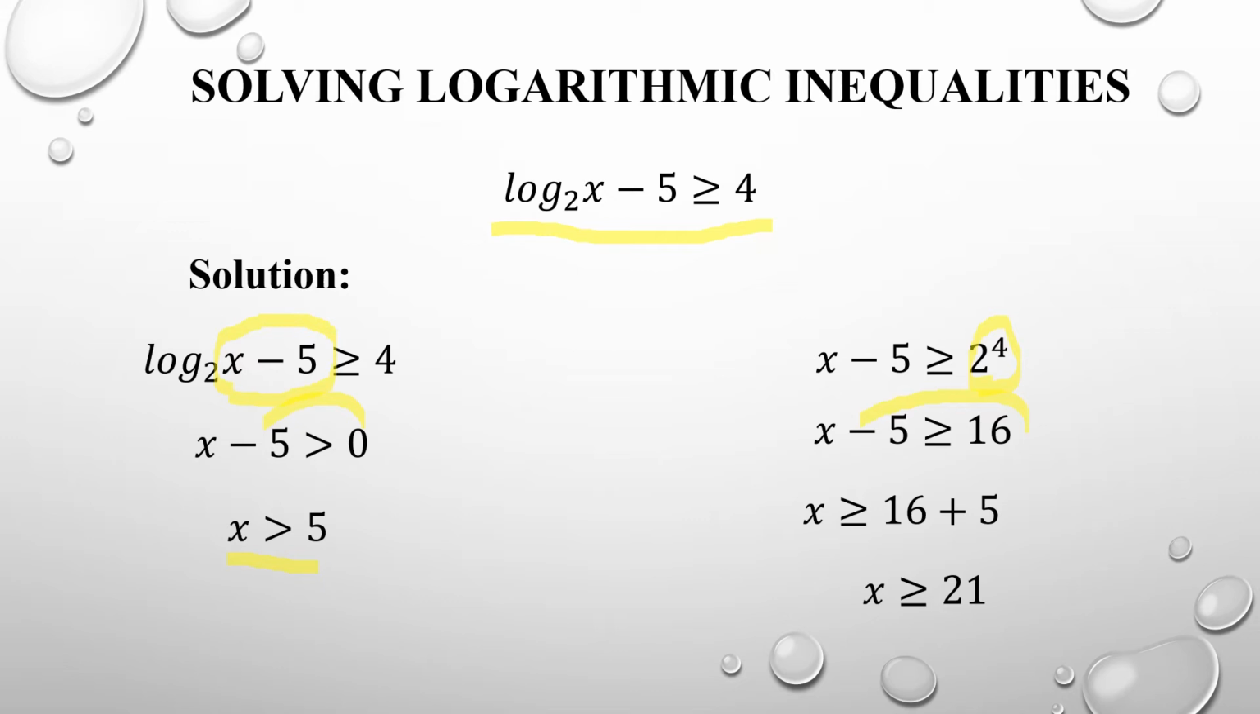Since pareha sila na greater than, kukunin natin yung pinakamalaki. Therefore, we have x is greater than or equal to 21, or bracket, close bracket, 21, infinity, tapos parenthesis na yung kabila. Dahil meaning, kasama ang 21 sa ating solution set.